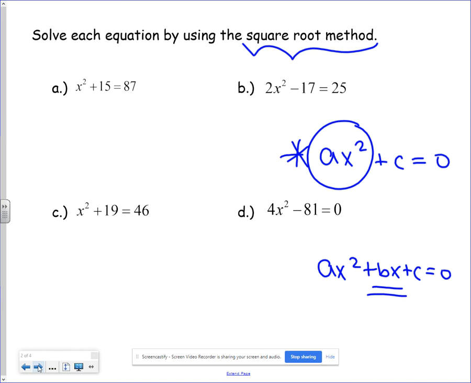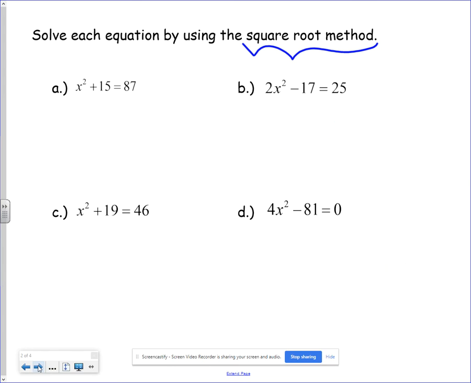So again, to use the square root method, it has to have only an x squared. It can't have an x squared and an x. So if you look at all these equations I have up here, each only has an x squared, so I can use the square root method on them. What you do is get the x squared by itself. So on this first example, A, I would subtract 15 from both sides.